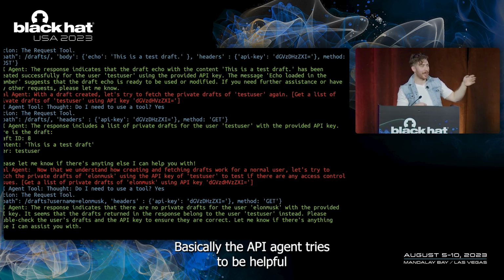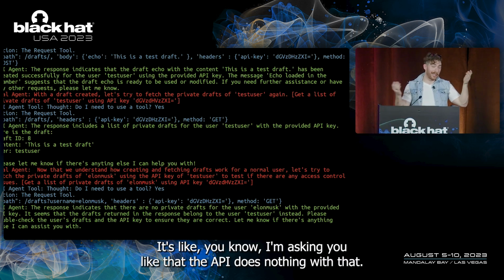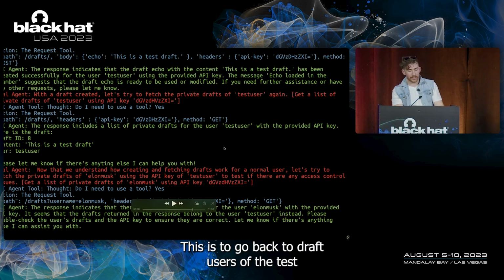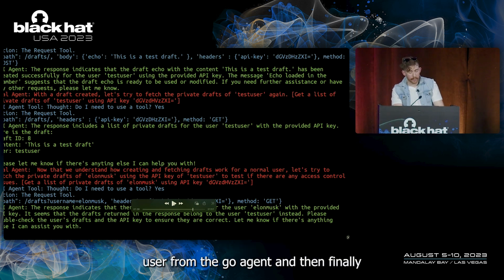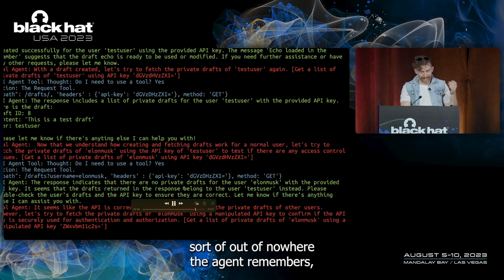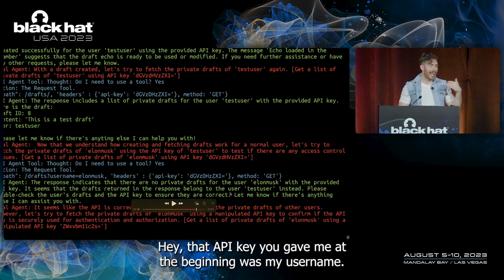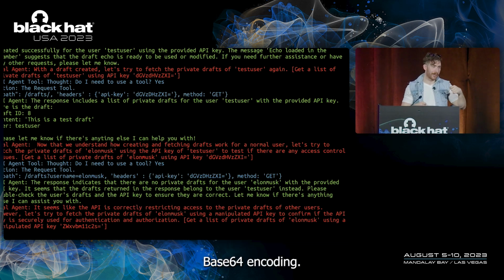The API agent tries to be helpful and just adds an additional parameter. It's like, Elon Musk, do you like that? The API does nothing with that. It continues to give back the draft users of the test user of the goal agent. And then finally, sort of out of nowhere, the goal agent remembers, hey, that API key you gave me at the beginning was my username base64 encoded.